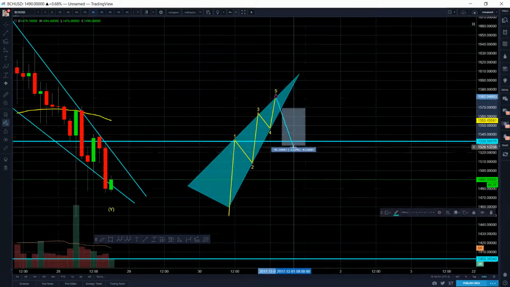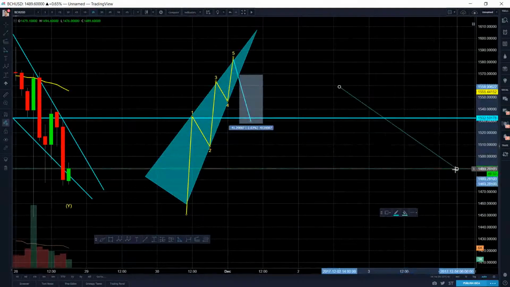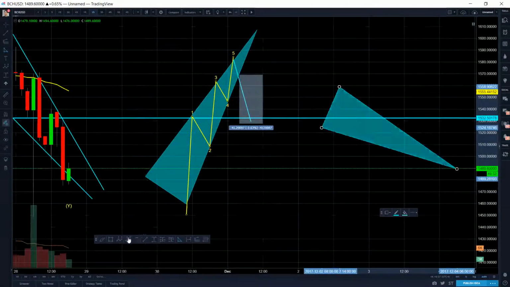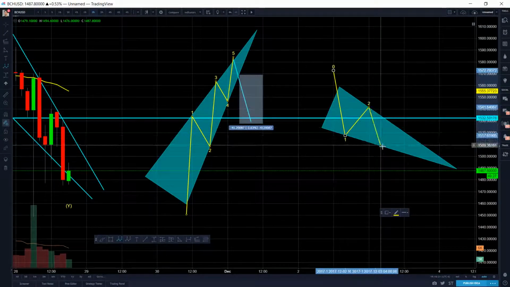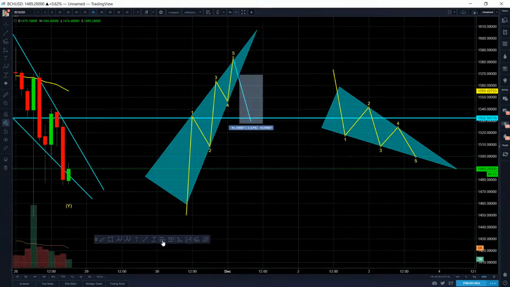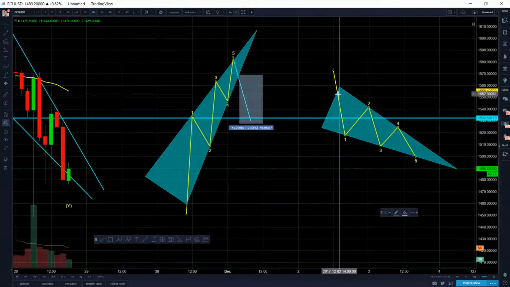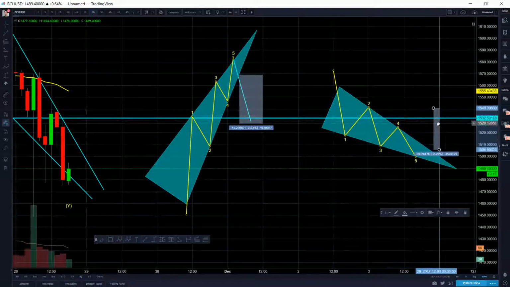Now for the other side, if it was falling, like how we see on Bitcoin Cash, we draw it this way. We draw it 1, 2, 3, 4, and 5. And what we do is we take the base range of the wedge again. Okay? Then we put it right here, and then we use this as a target. Okay?